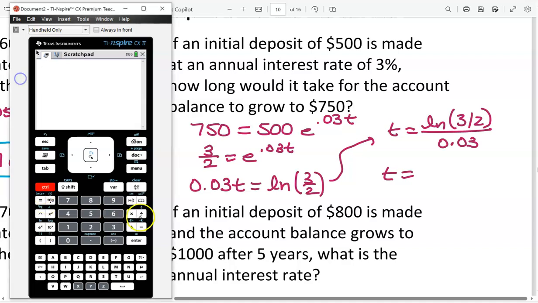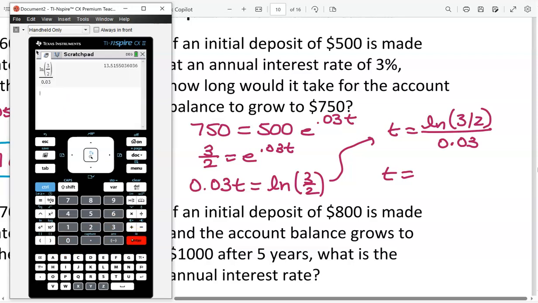So I'm going to enter control divide for a fraction. You can probably get away without doing that, but it's a good habit to get into. Natural log of 3/2 on the top of the fraction, which I've entered wrong. I need to correct that. So always look at that screen to make sure that it turned out correctly, and then divide by 0.03, enter.